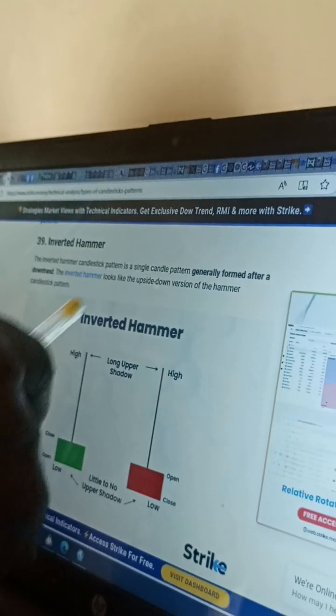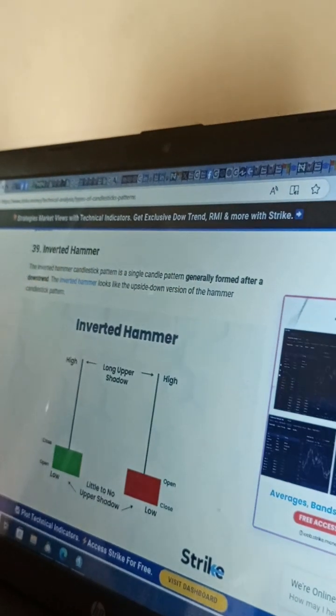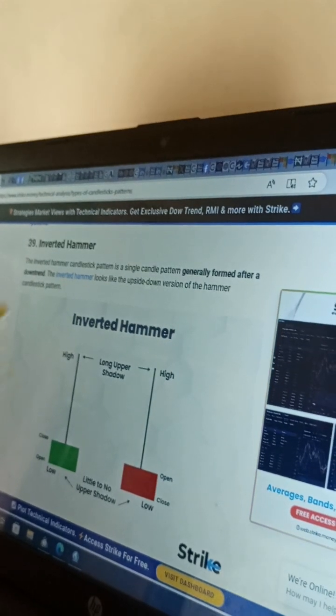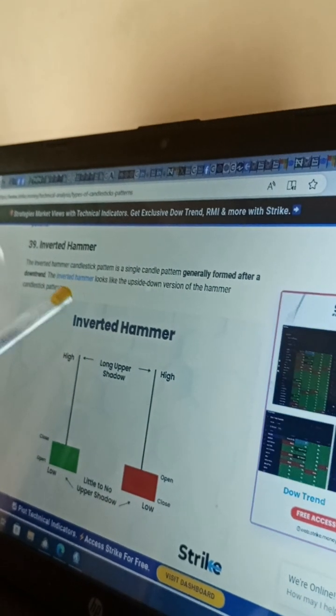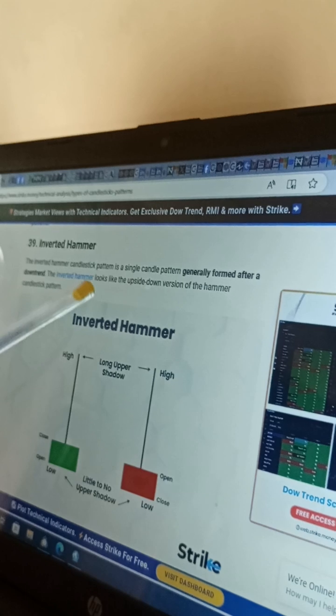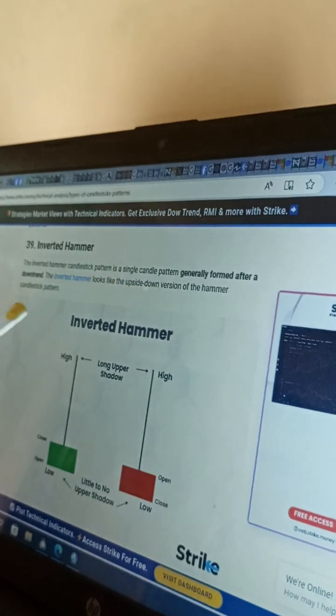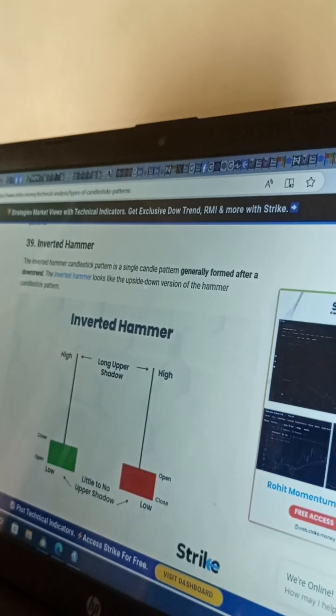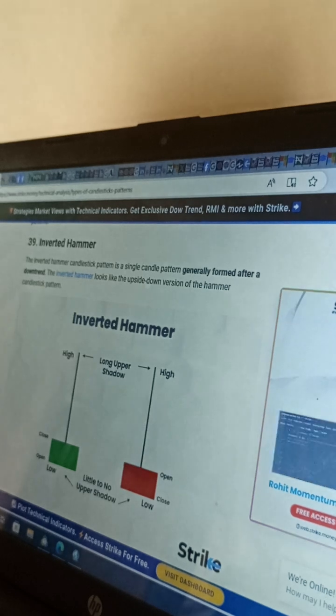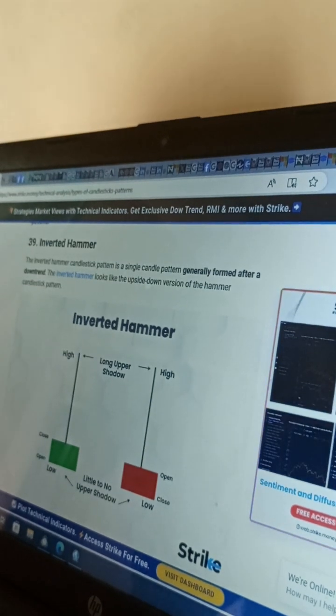The inverted hammer is a single candle pattern generally formed after a downtrend. You understand? The inverted hammer looks like the upside down version of the hammer candlestick. So it's usually formed at the end of a downtrend. That's to indicate that we're about to go up.